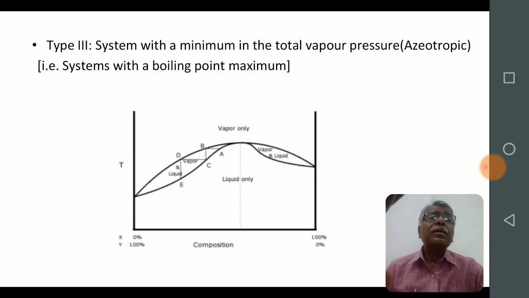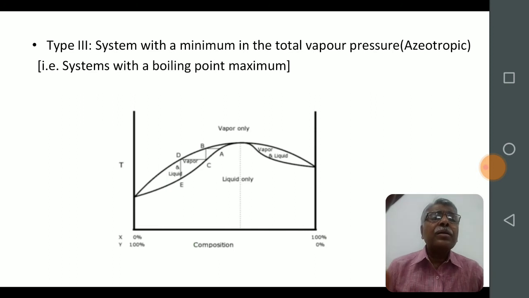Now we discuss type 3, systems with a minimum in the total vapor pressure, that is, azeotropic systems with a boiling point maximum. This type of behavior can be represented in the diagram. Here the liquid and vapor curves meet at the maximum boiling point. Here again, the composition varies regularly with the external pressure, indicating that the constant boiling mixture is not a definite compound.